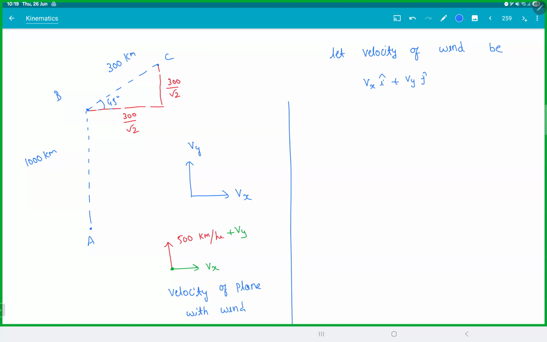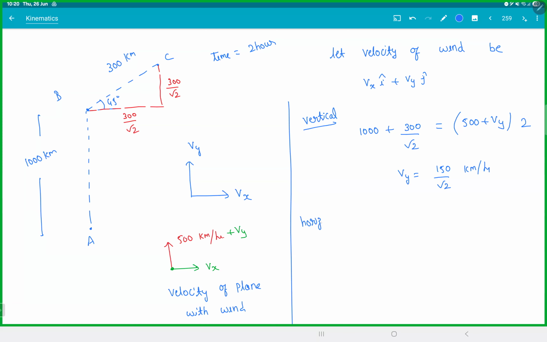So in the vertical direction, how much did you actually travel? In the vertical direction, you travel 1,000 kilometers and also you travel 300 by root 2 kilometers. So you travel 1,000 kilometers straight and then you travel 300 by root 2 straight. This will be nothing but 500 plus Vy into time. And it is given the time is 2 hours. This is the vertical direction. So if you just simplify this, how much will this be? 1,000 will cancel. You will get Vy is equal to 150 by root 2 kilometers per hour.